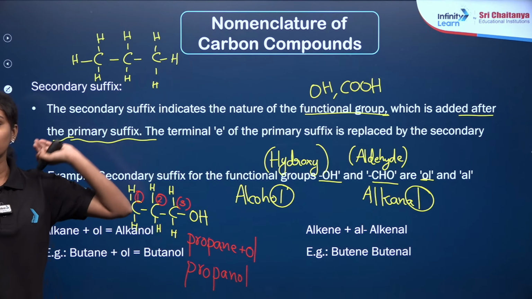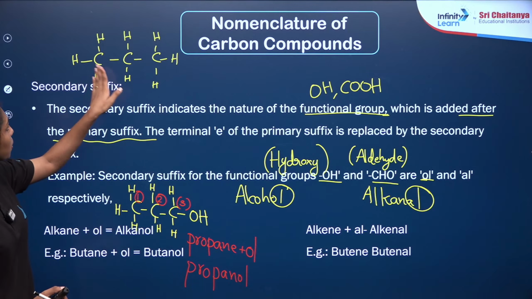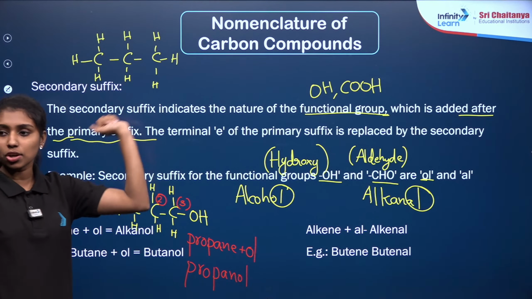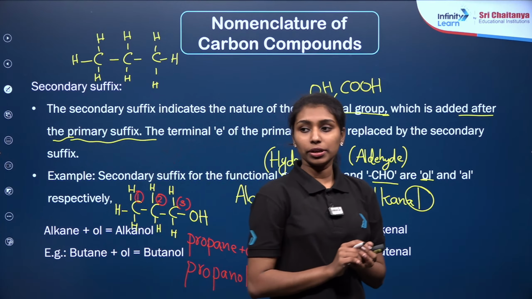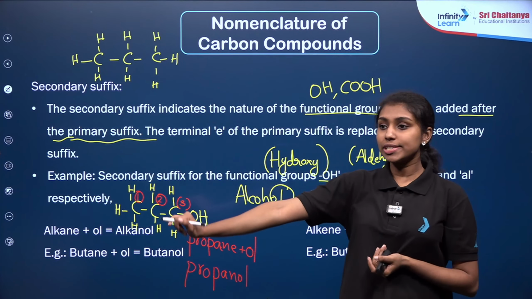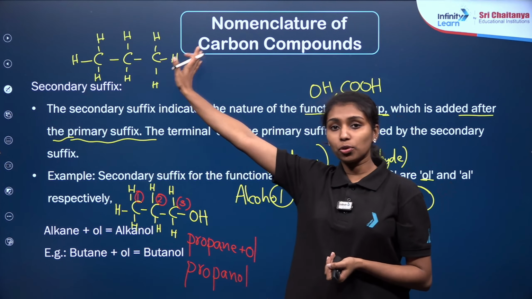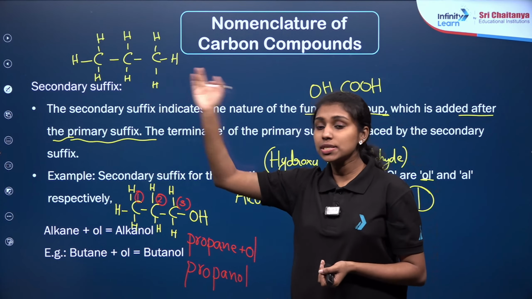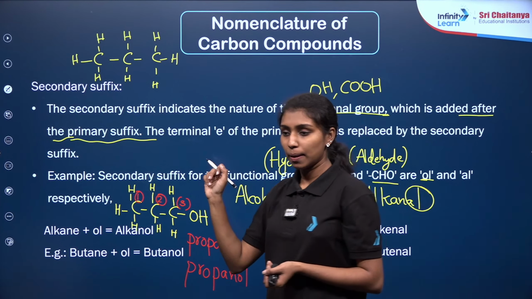What is the name of this compound? CH3, CH2, CH3. What is the name of this compound? 3 carbon compound, right? Only single bonds are present. So 3 means prop. Root word will be prop. Single bonds are present, so the suffix will be ane, right?